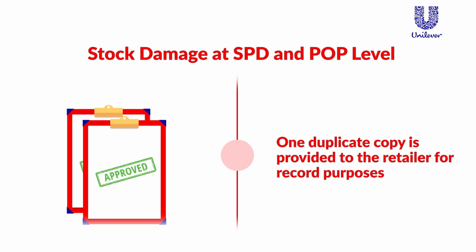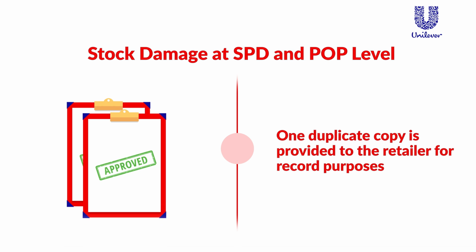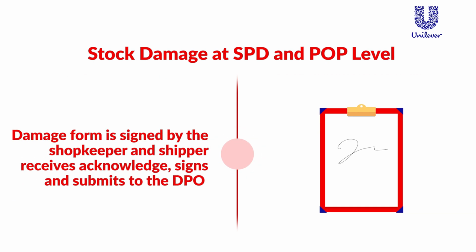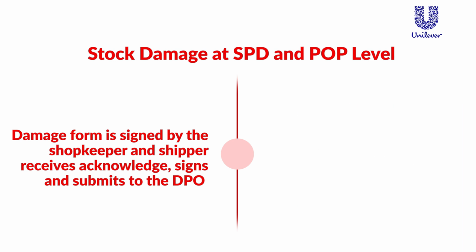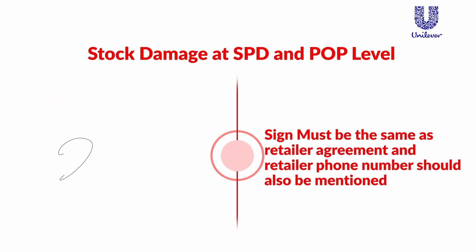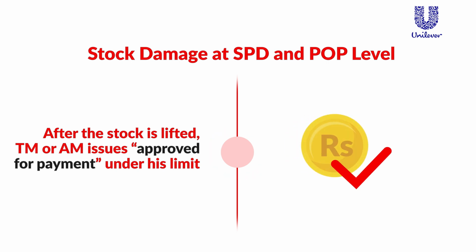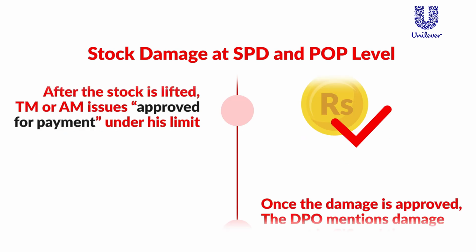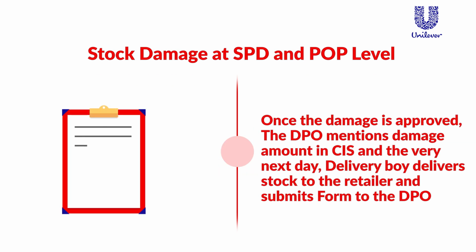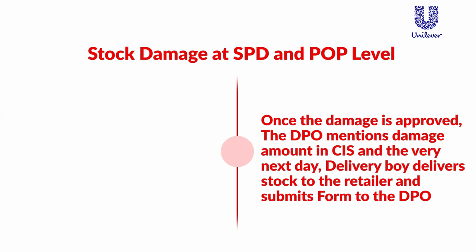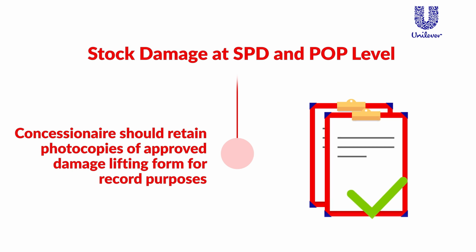One duplicate copy is provided to the retailer for record purposes. Damage form is signed by the shopkeeper, and shipper receives, acknowledges, signs and submits to the data processing officer. Sign must be the same as retailer agreement, and retailer phone number should also be mentioned. After the stock is lifted, territory manager or area manager issues approval for payment under his limit. Once the damage is approved, the data processing officer mentions damage amount in CIS, and the very next day delivery boy delivers stock to the retailer and submits form to the data processing officer. Concessionaire should retain photocopies of approved damage lifting form for record purposes.